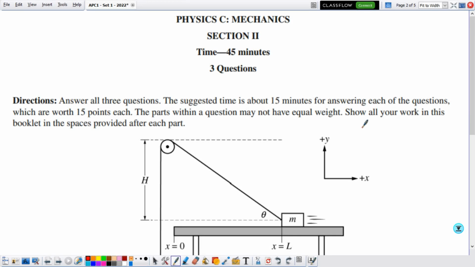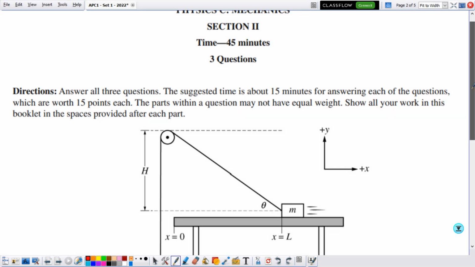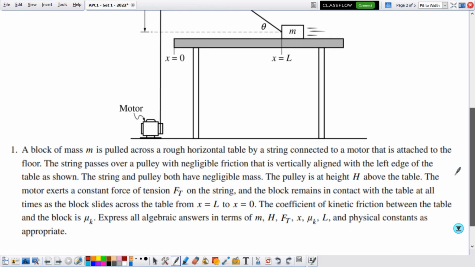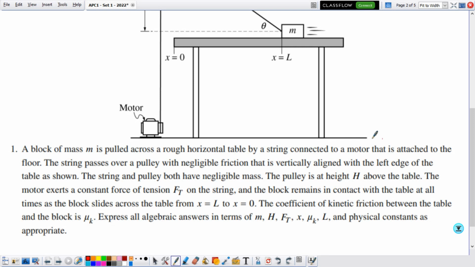Hello AP Mechanics students, today we will solve the past paper FRQ Set 1 2022, Exercise 1. Then let's start. A block of mass M is pulled across a rough horizontal table. So because the table is rough, then we have friction.